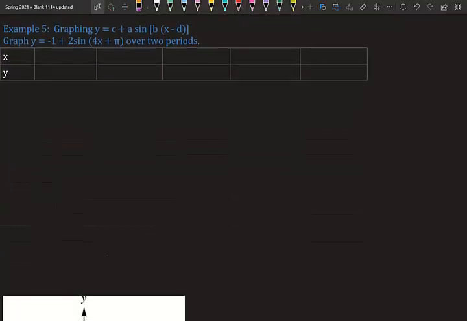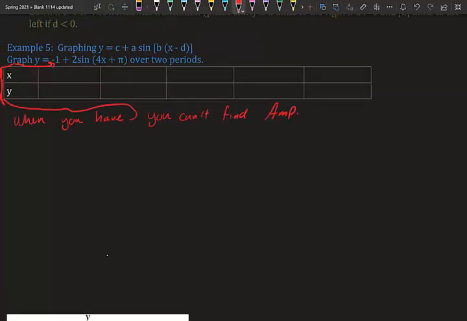Alright, let's graph y equals c plus a sine b x minus d. So we're going to graph everything we've learned so far with all transformations into 1. So let's graph y equals -1 plus 2 sine of 4x plus pi over 2 periods. When you have a number in front of the whole function itself, you can't find your amplitude because it changes your amplitude. So from there, we just move on to finding our period.